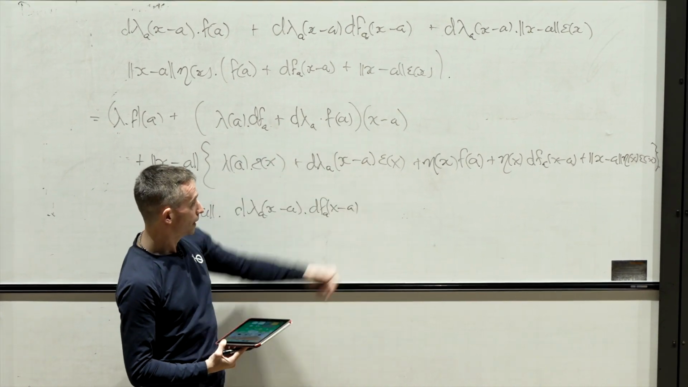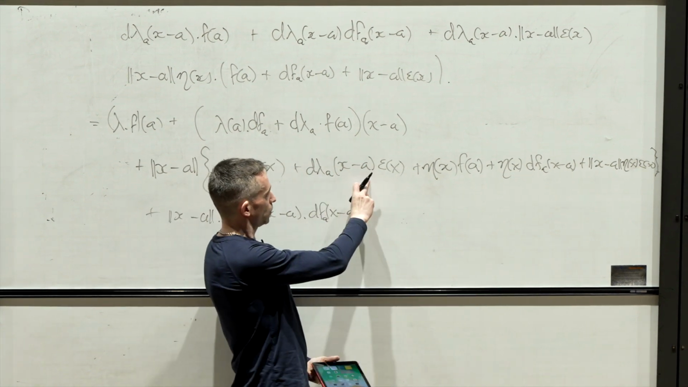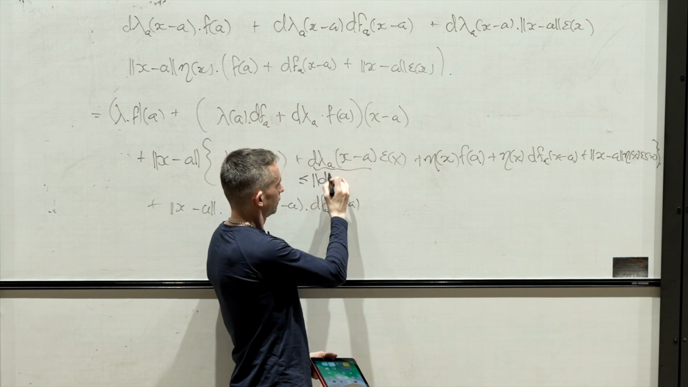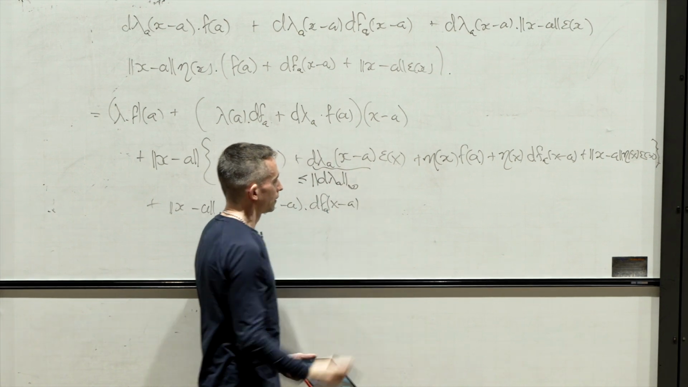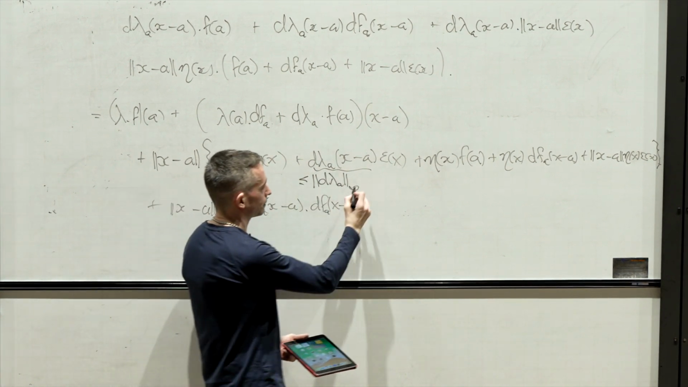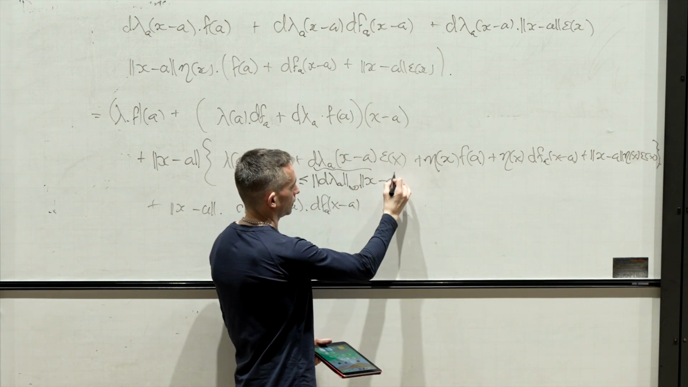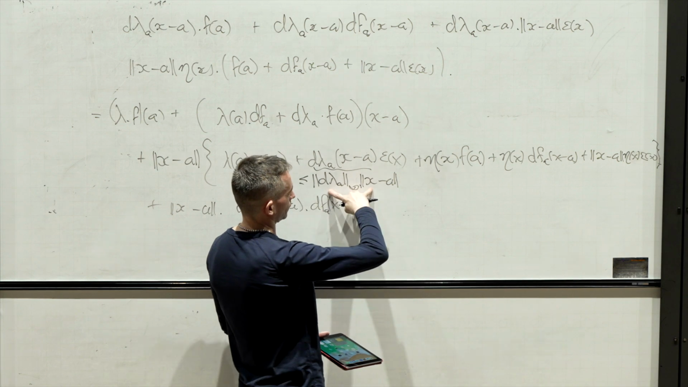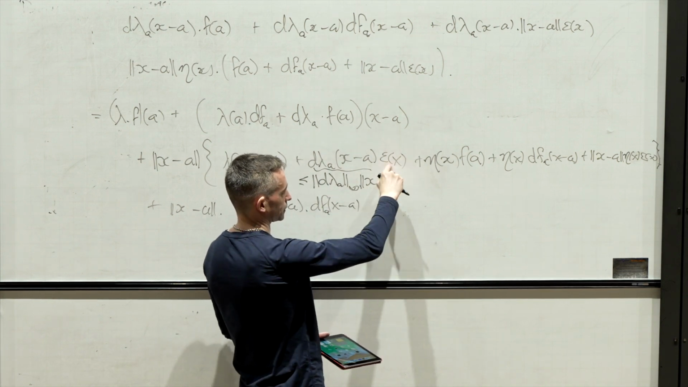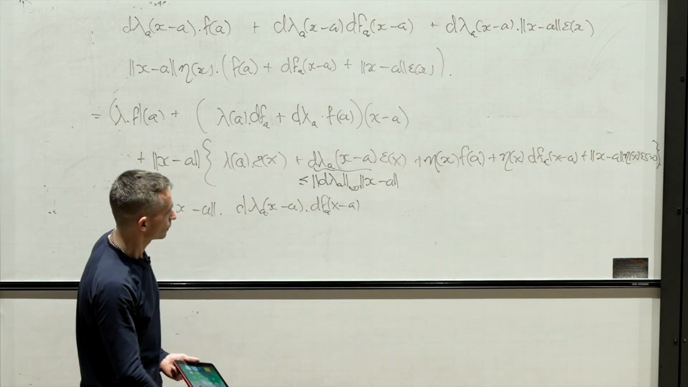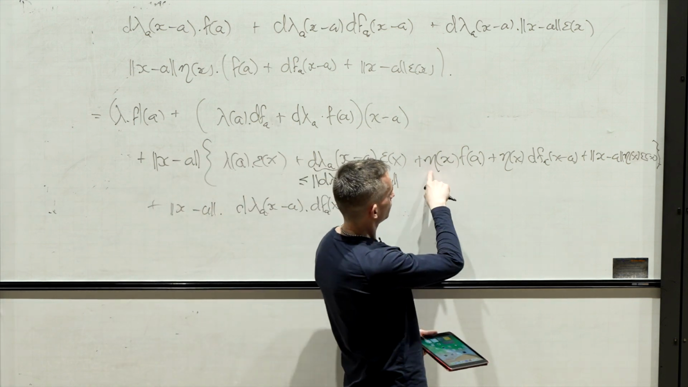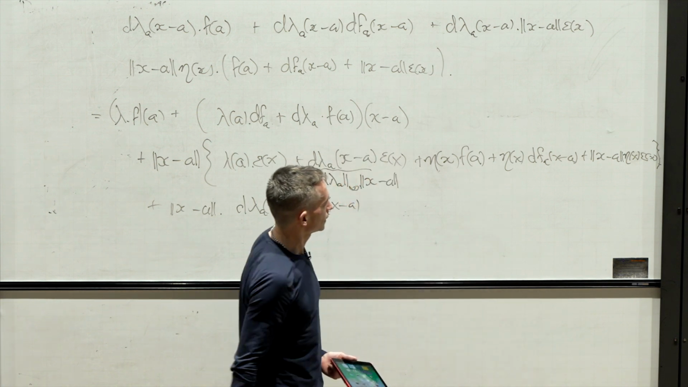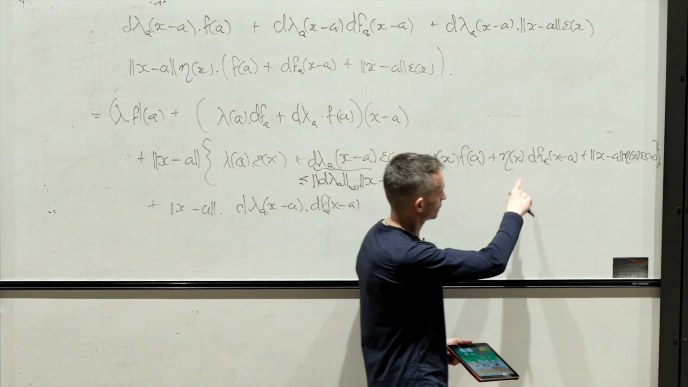applied to x minus a. So we know this is less than the norm of that linear map times the norm of x minus a. So this actually goes to 0 as x goes to a, and this goes to 0 as x goes to a, so the product certainly does. This goes to 0 and this is a constant, so they're both tending to 0 as x goes to a, or rather the product is.